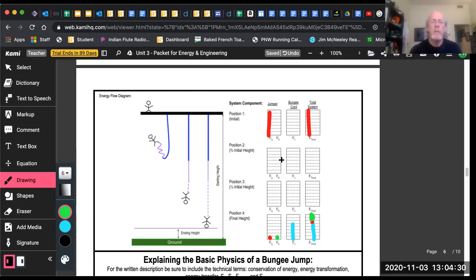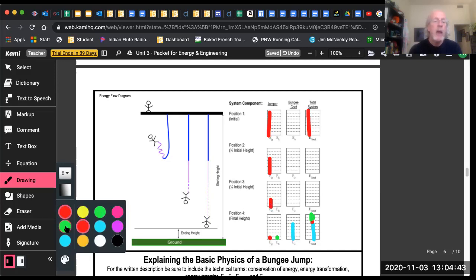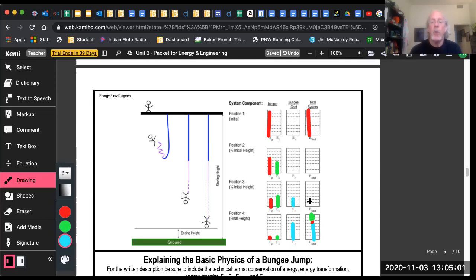Well, what about the middle? Well, in the middle, there is less potential energy, and even less potential energy here. And on the kinetic side, well, now there's quite a bit of kinetic energy, okay? And there's still some kinetic energy here, but our elastic energy, none here, but there's getting to be some elastic energy here and growing there.